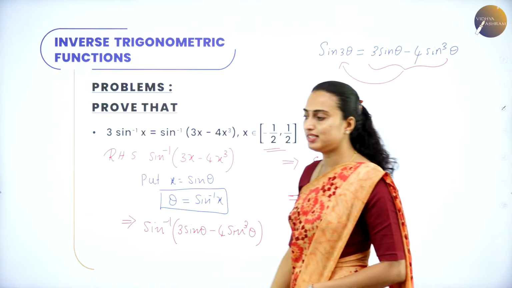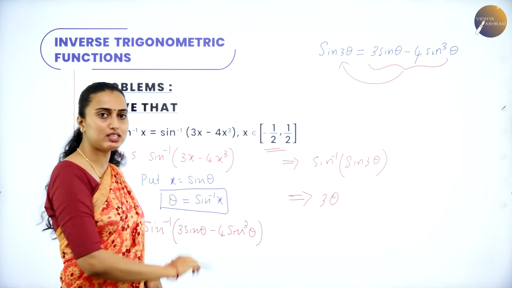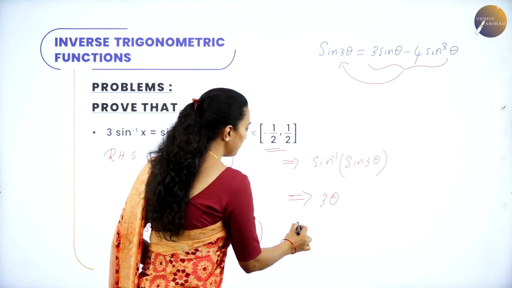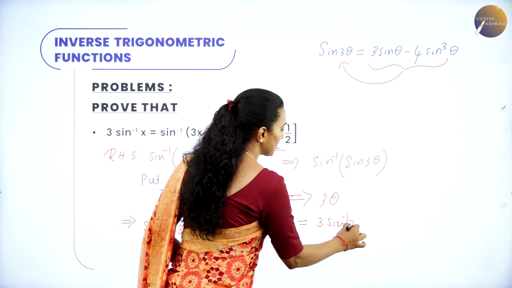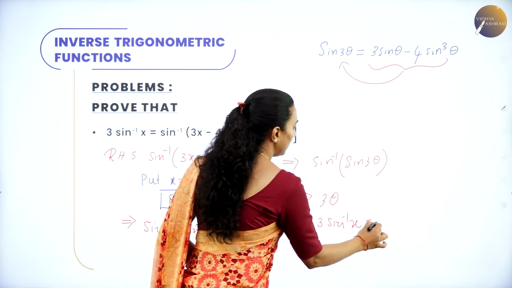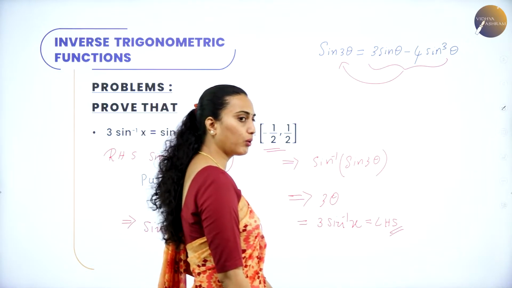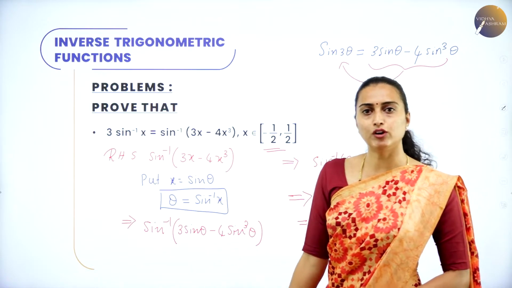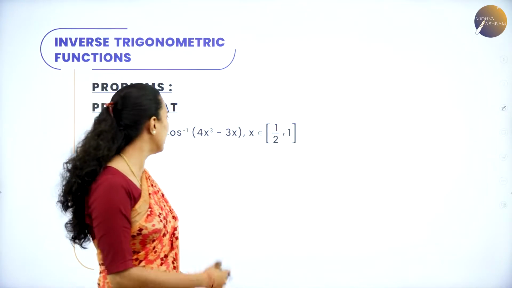Correct now? But what is theta? I have written here sine inverse x by taking sine to that side. So what it will become? Which implies that 3 sine inverse x. Correct now? Which is nothing but the left hand side. Okay? This is a proof you are going to have. This will be asked for 3 marker. Got? So we'll move on to the next property or the next question.